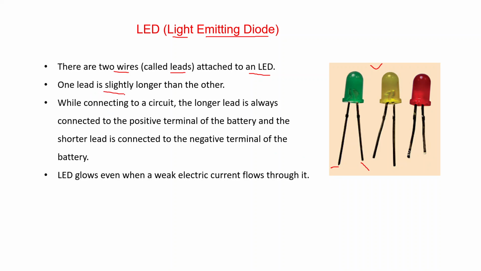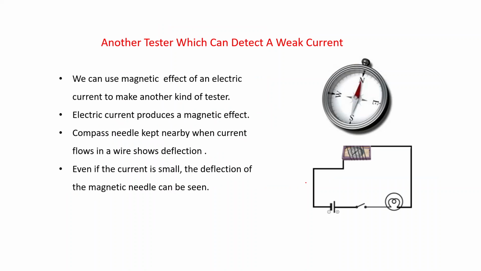One lead is slightly longer than the other. While connecting to a circuit, the longer lead is always connected to the positive terminal of the battery and the shorter lead is connected to the negative terminal of the battery. An LED glows even when a weak electric current flows through it. Now there is another way, or we can also make another tester which can detect a weak current.